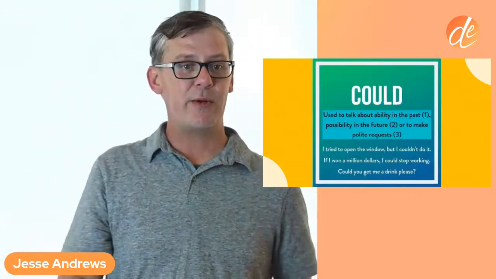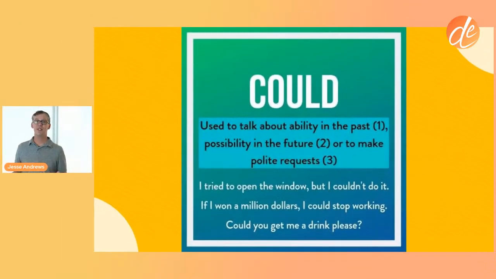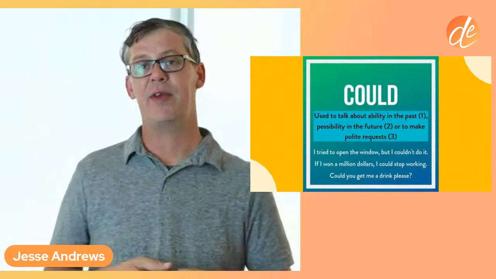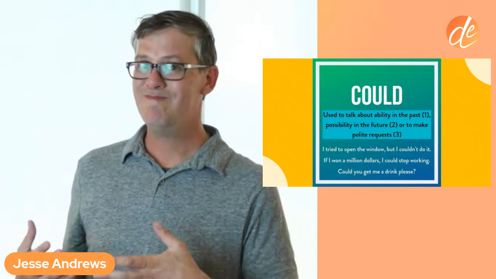All right, so I don't see any questions about should, so let's move on to could. Now, could is a little more complex. So as we can see here on our graphic, could is used to talk about an ability in the past. That's very important. And a possibility in the future. Again, very important. Or to make polite requests. So you're going to notice here that we have 3 different uses of the modal verb could. So let's talk about that first one. It's used to talk about an ability in the past. So that's something that we were capable of doing maybe when we were children, but now, no.